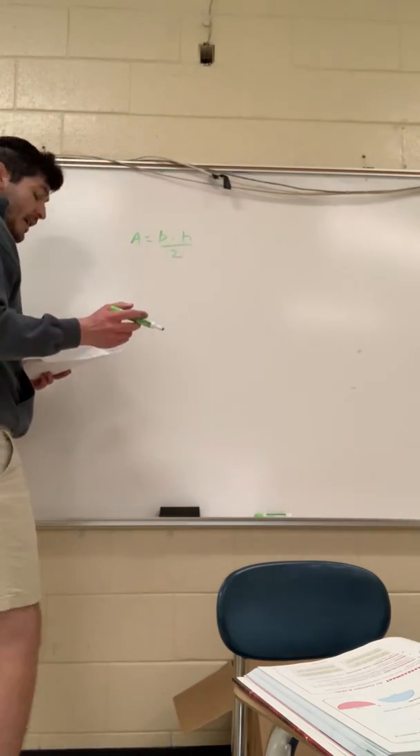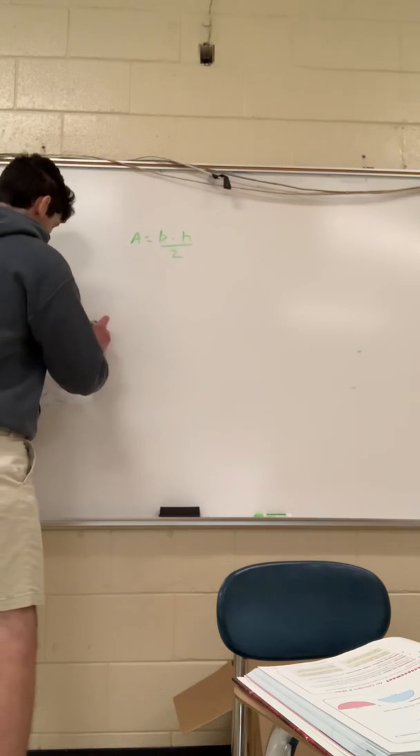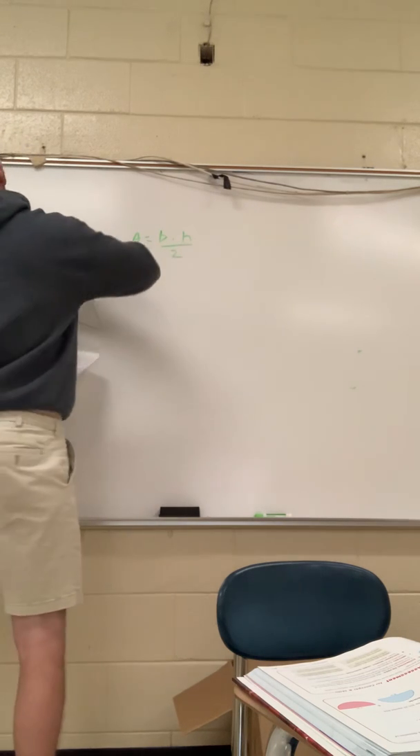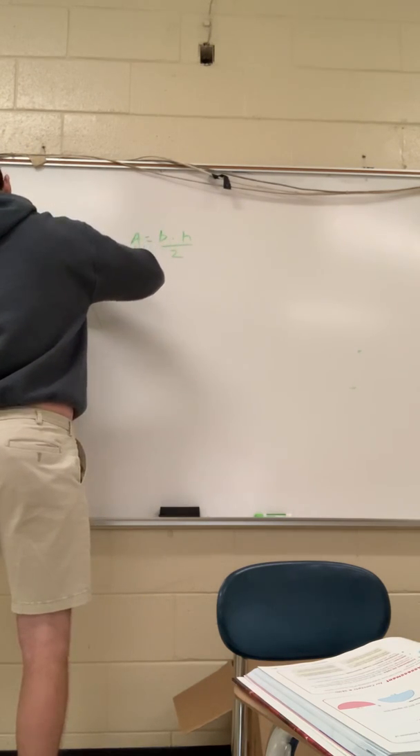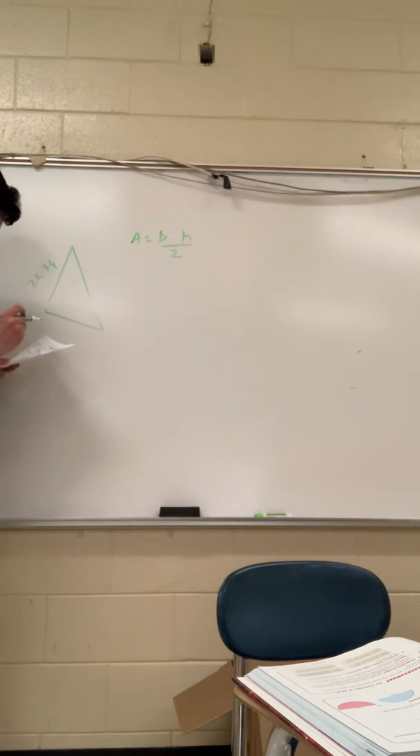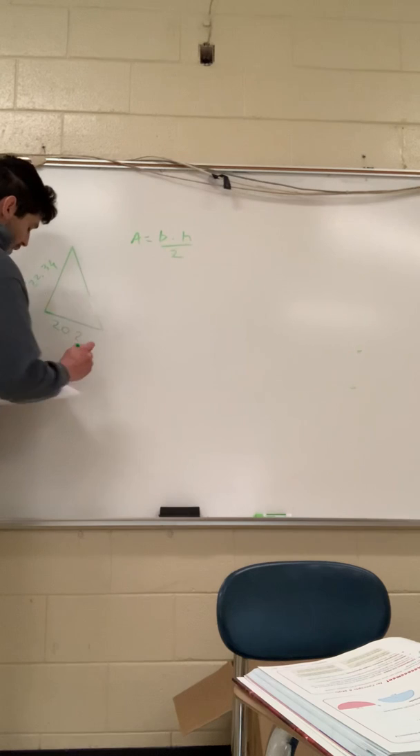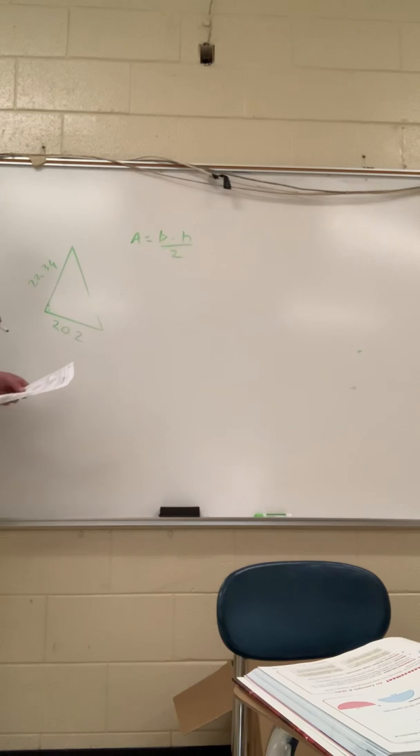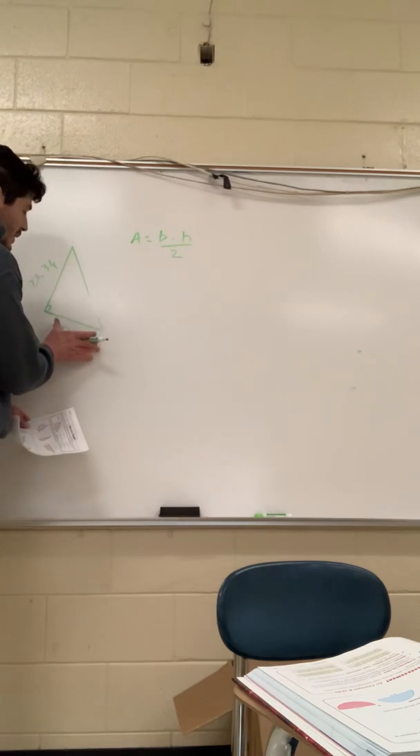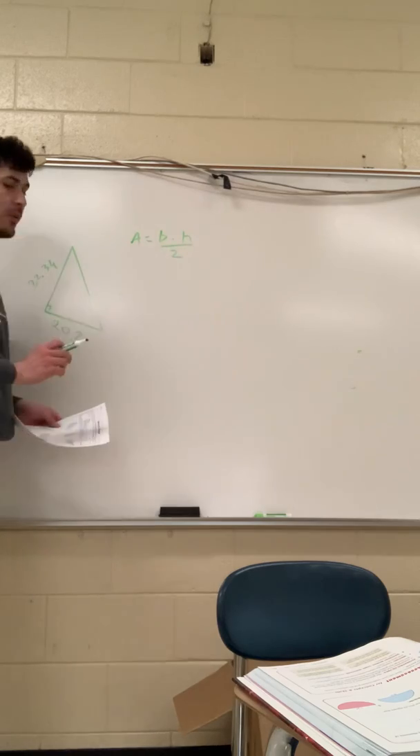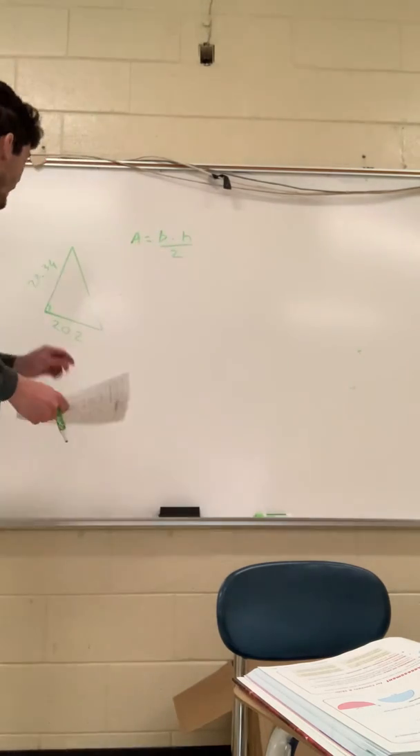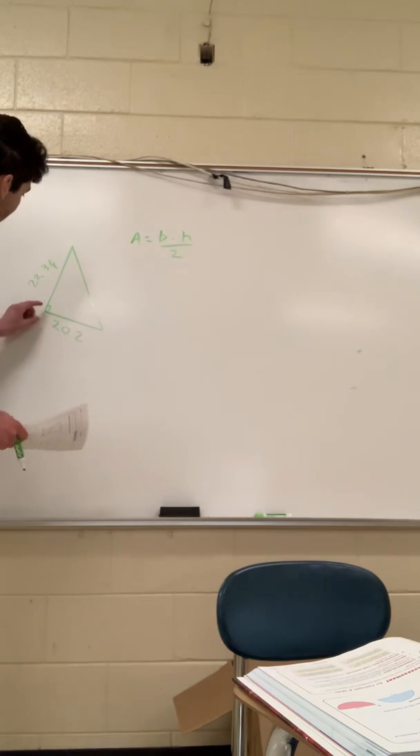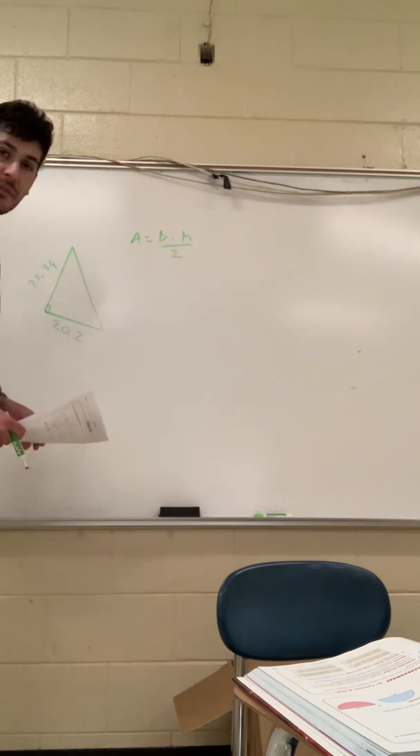All right. So the first triangle I've got looks like this. 22.34, 20.2, right? So right here, we've got a right angle, so it's a right triangle. That's the base, and that's the height. The way you can find the base and the height, you always look for the right angle, where they make a right angle. And then that's the height and that's the base.